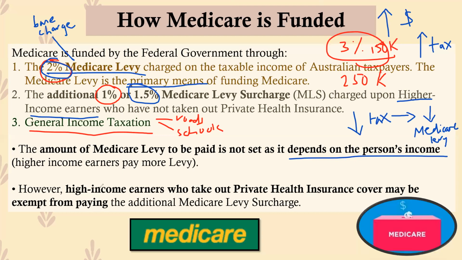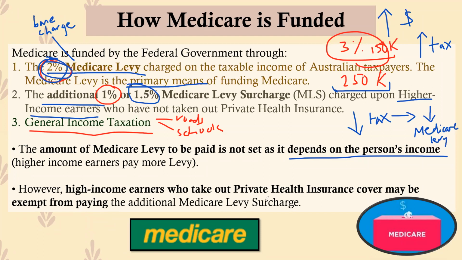So when we're talking about high income earners, there's some exemptions though. Okay, so high income earners might be like, oh my God, I'm earning 250K. Why do I have to give 3% to Medicare? I don't want to do this. I don't want to give the additional. I'm happy to pay the basic 2%, but I don't want to give extra on top of that.